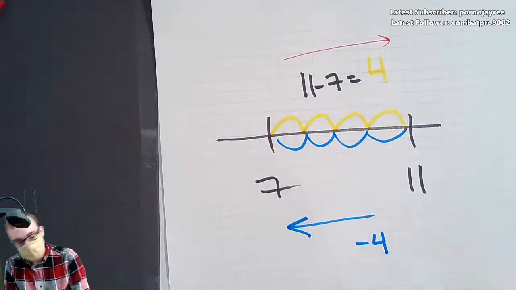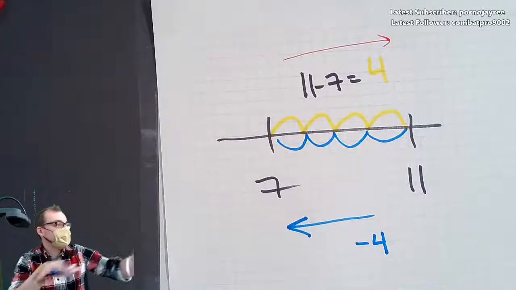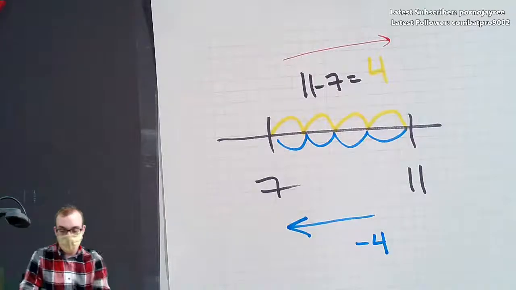It's negative. I went to the left 4. So negative signs and subtraction are similar, but not the same. A negative sign just means direction, which way you're going, right? I'm heading 4 to the right.